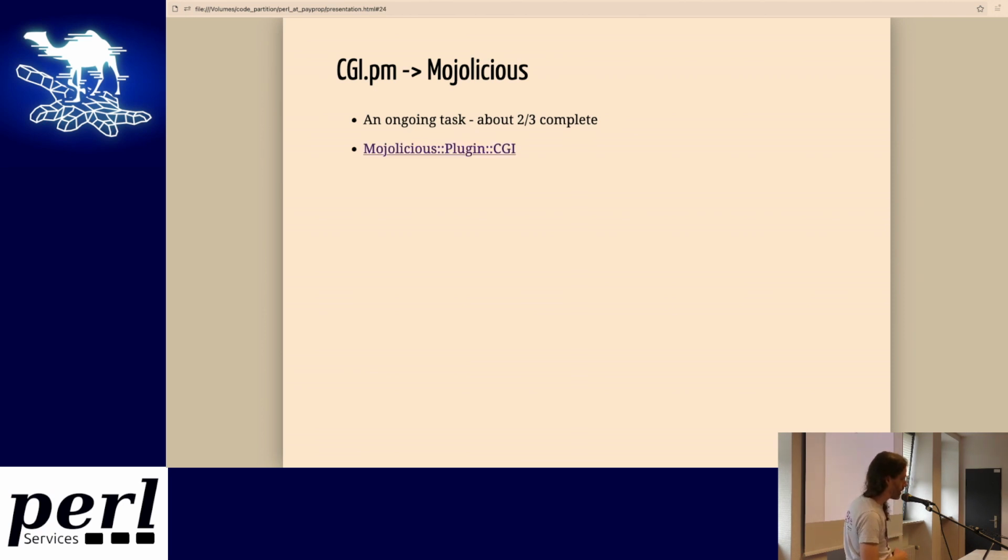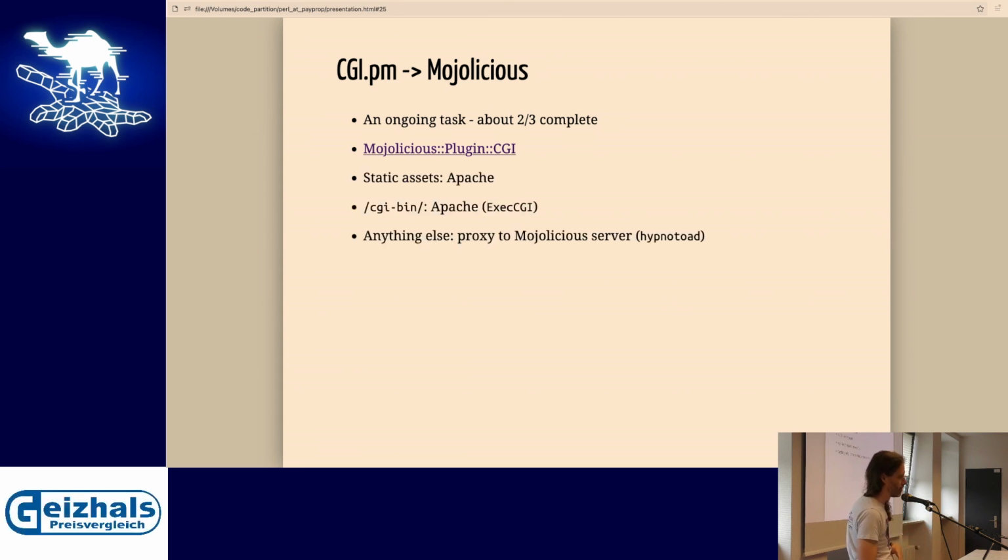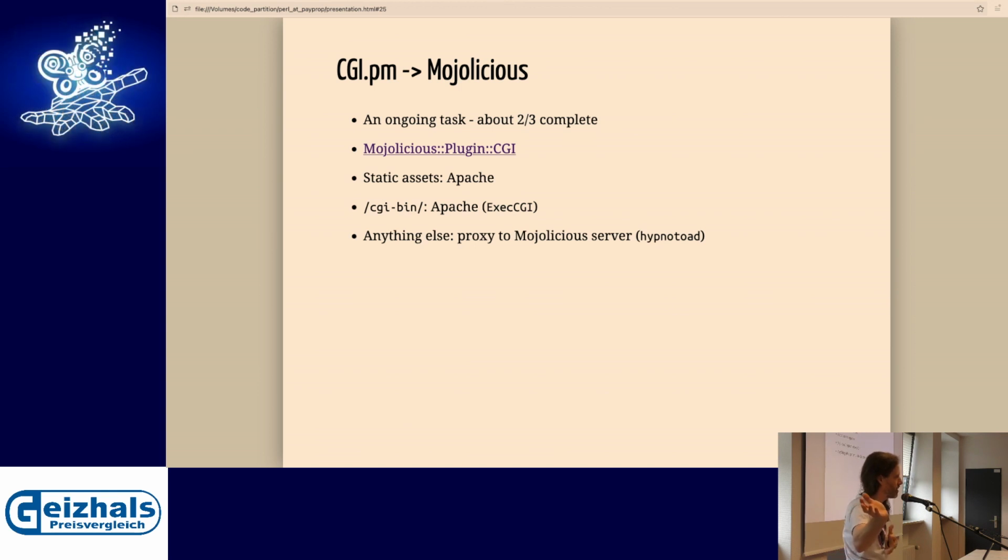And when we started doing this, originally we were looking at using this plugin for Mojolicious, so you could run CGI requests from Mojolicious. But we decided not to do that with PayProp because we've got Apache in front of it anyway. So it makes it a bit easier if we split stuff to the Mojolicious app at the Apache level rather than faffing around in Mojolicious.